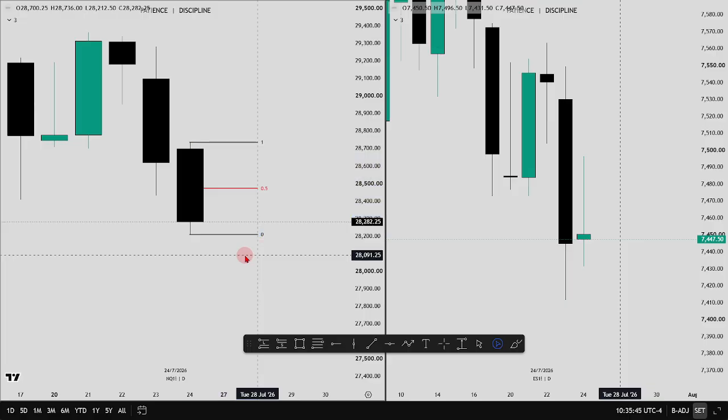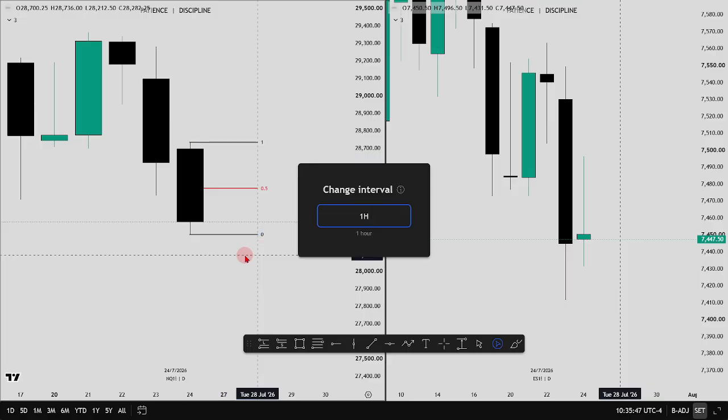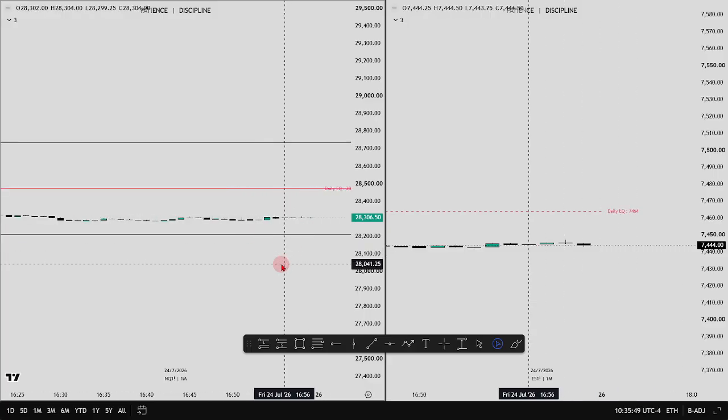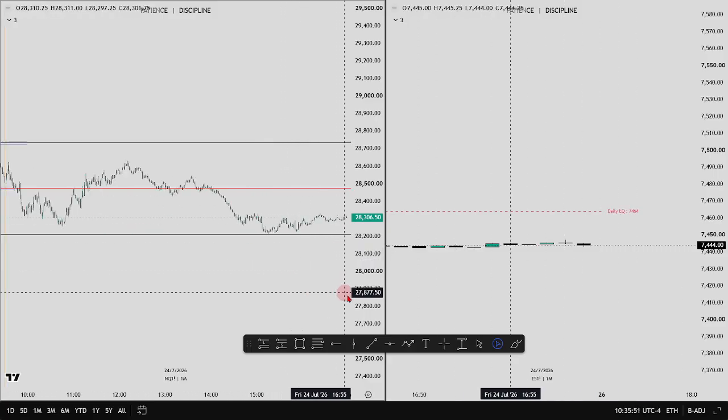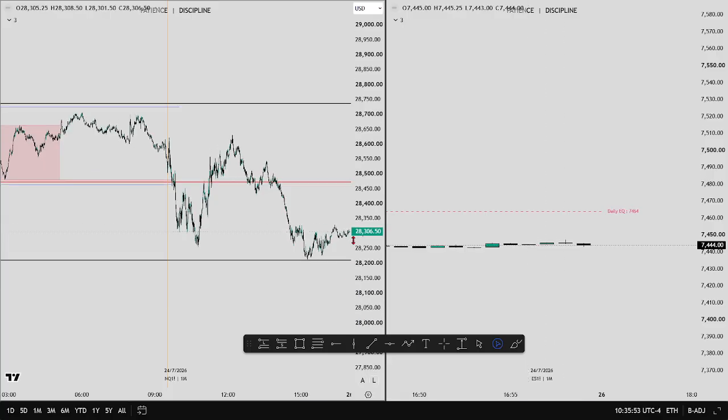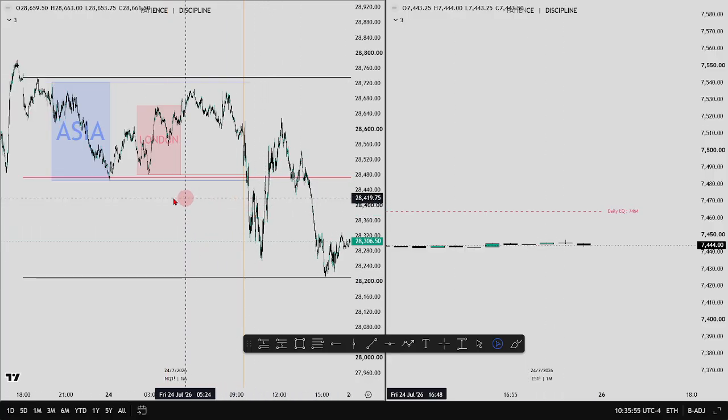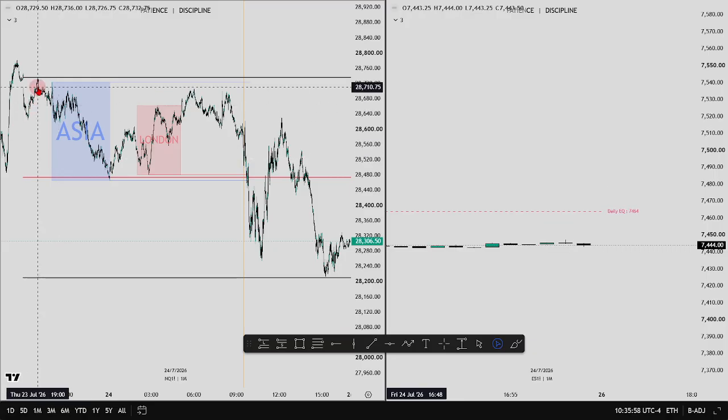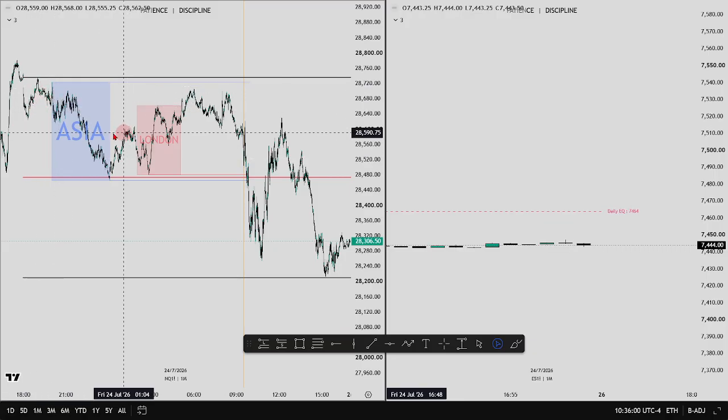Yeah, that's what I want to do. So when I go to the 1 minute, you see it's very, very clear. Okay, so you can see that that's how we mark our daily EQ. It marks the daily EQ from the high of that Friday, which started around this area here.